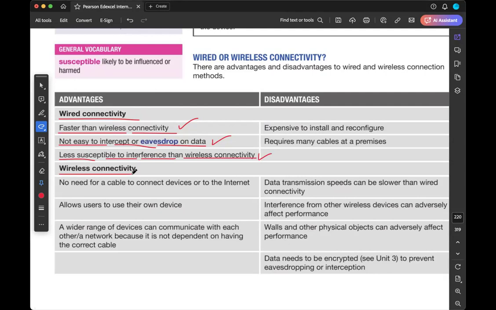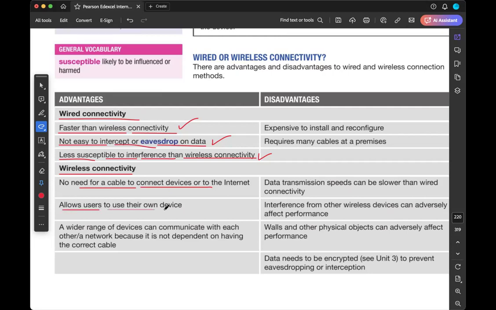Now, let's see the wireless connectivity. No need for a cable to connect with the devices. Yes, if you have a wireless connection, there is no need to get a cable, and you're not bound to use the computer in one room. You can take your laptop out of the room, even in your garden with your friends watching movies, because you have wireless connectivity. So you can enjoy your internet in a range anywhere in the home.